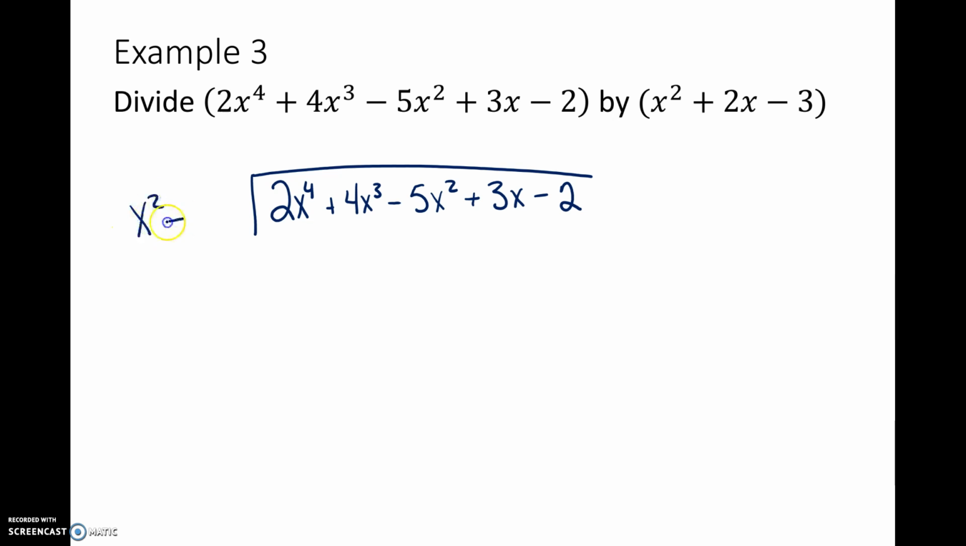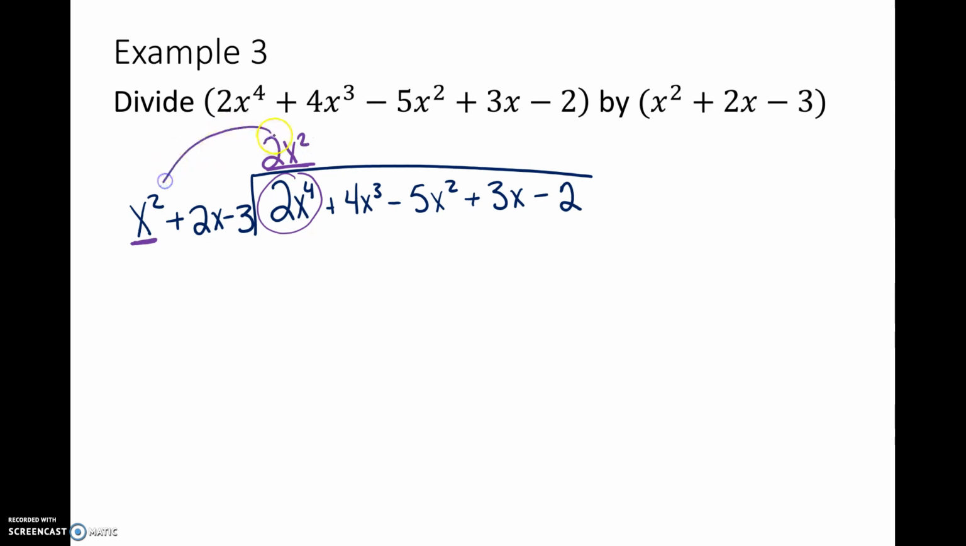We are dividing by x squared plus 2x minus 3. The good news is, for most of the division, the 2x minus 3 really doesn't matter. We are going to be focusing on the x squared and what we have to multiply by to get our required term. So our first cycle, x squared times what is going to give us 2x to the fourth? We need the 2 in there, and to go from x squared to x to the fourth, we need another x squared.